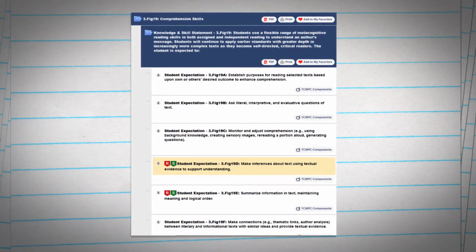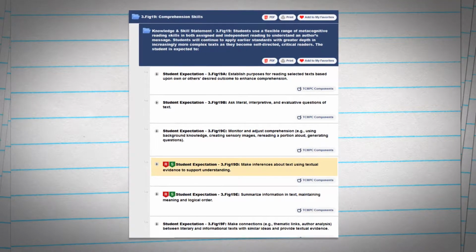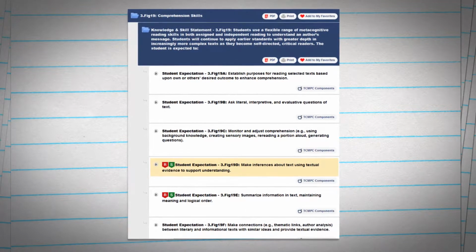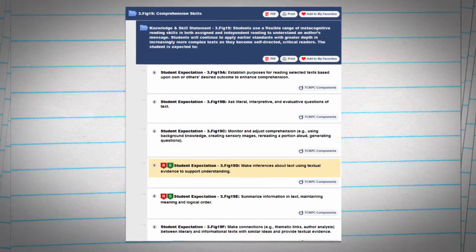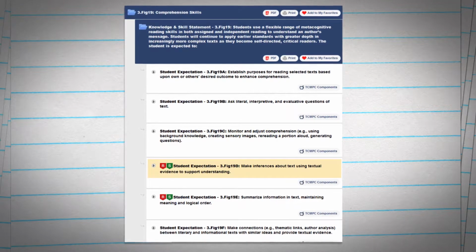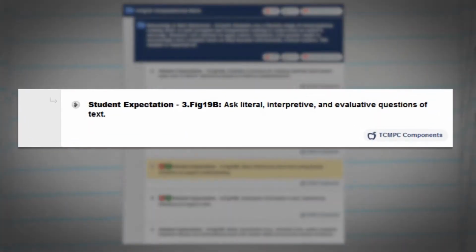The TEKS. In my example, I'm looking at the TEKS, and I'm looking at Grade 3 English Language Arts, Figure 19, B, D, and E. First, I'm going to establish the learning intentions by analyzing the TEKS and putting that into student-friendly language. Figure 19b says, ask literal, imperative, and evaluative questions of text.